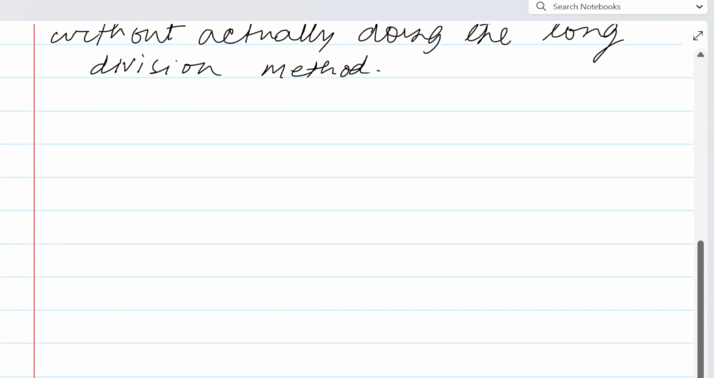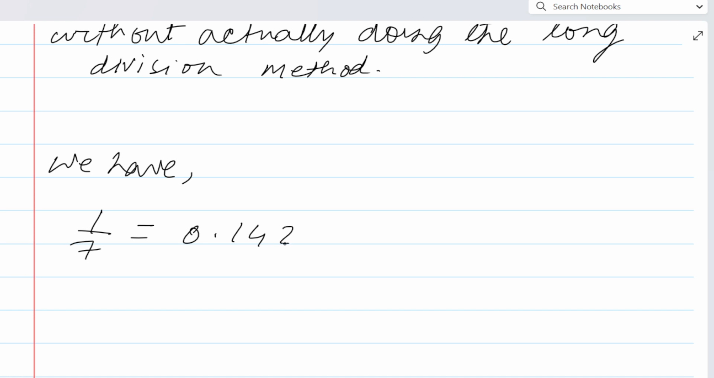Okay, so we have 1 by 7 is equal to, I can write, 0.142857 with a bar on top, which means all these numbers are repeating. This decimal expansion is non-terminating repeating.